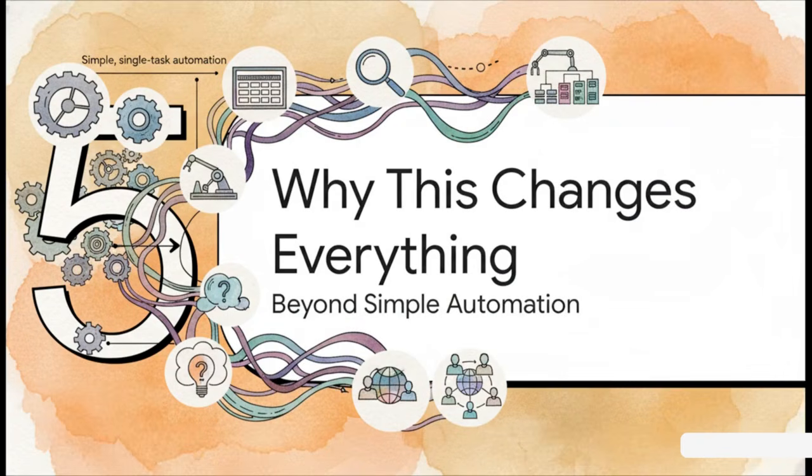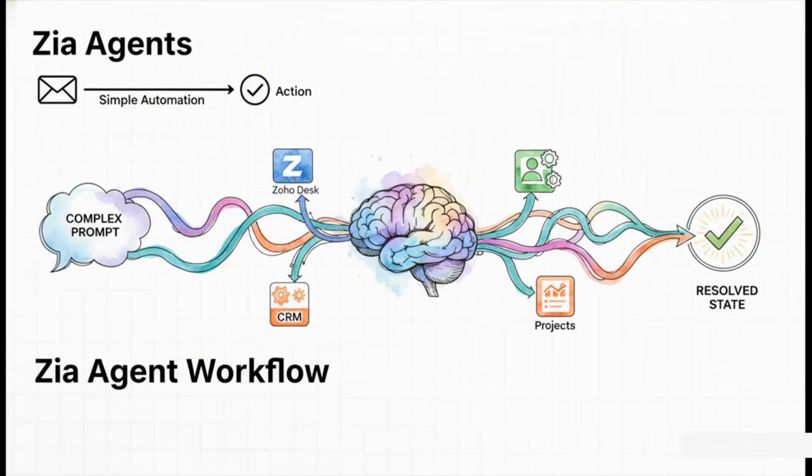Okay, so we've seen how to build an agent, but what's the big deal? Why is this a potential game changer? Well, it's all about moving beyond simple single-task automation. Here's the real difference maker. Most automation connects one trigger to one action. A Zia agent, though, can understand a complex request, consult its knowledge base, and then use multiple tools across different apps to complete an entire workflow. For example, it could take a support email, create a ticket in Desk, pull that customer's sales history from CRM, and then assign a task in Projects for a follow-up, all from just one single prompt.